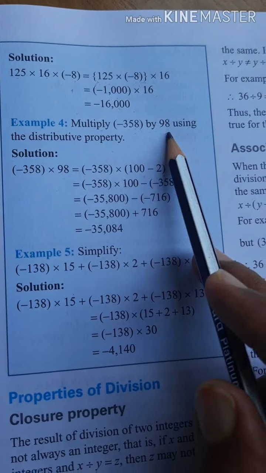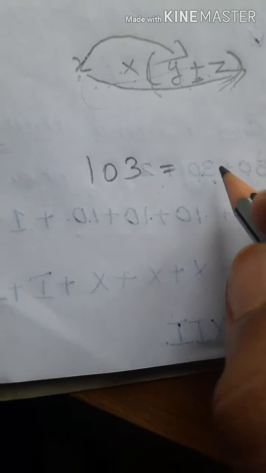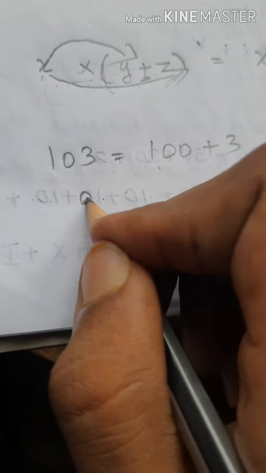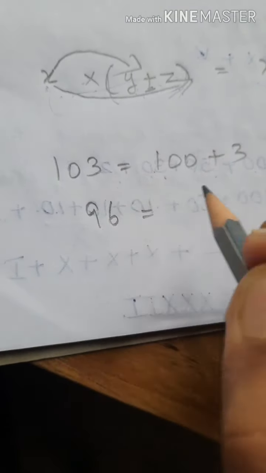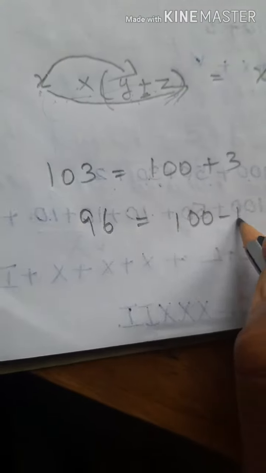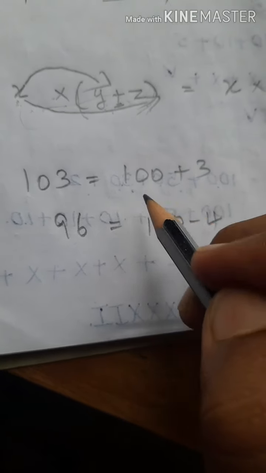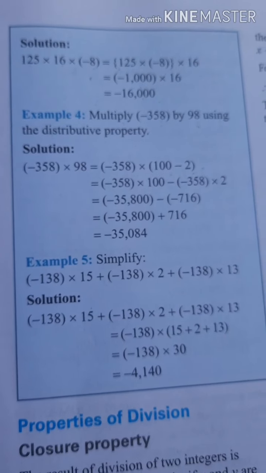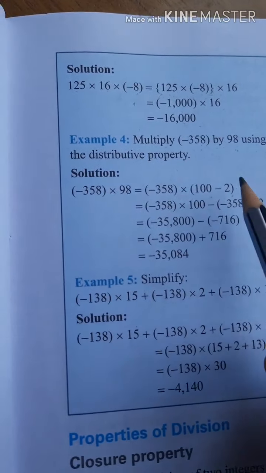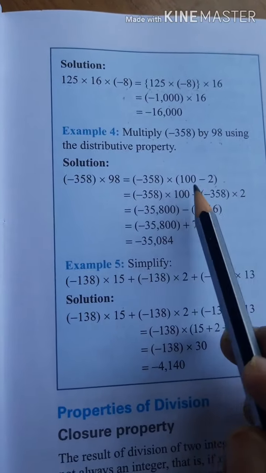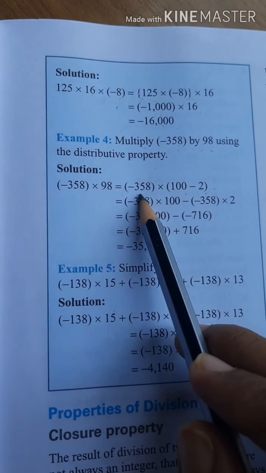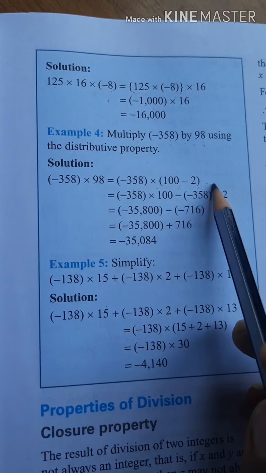Suppose here it is 103. 103 means I can write 100 plus 3. 96 means I can write 100 minus 4. Only when they ask you to solve using the distributive property by giving only two numbers, you have to split and write. So I split 98 into 100 minus 2.